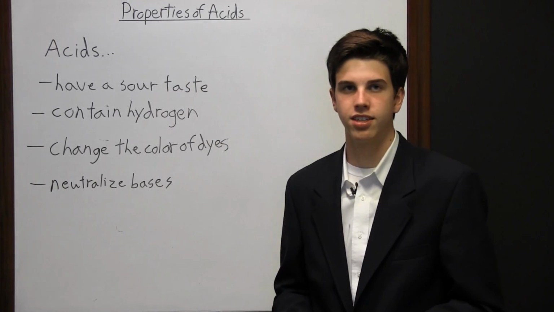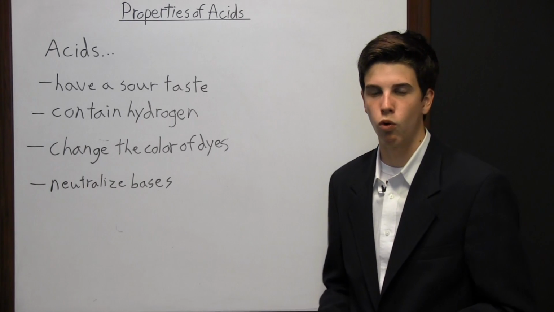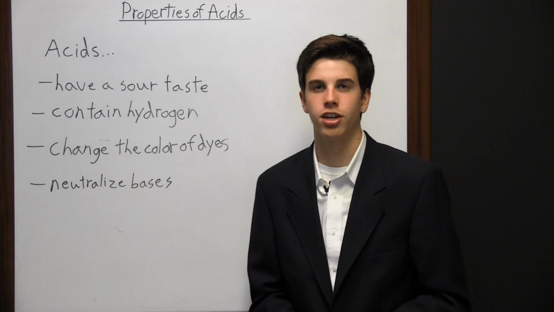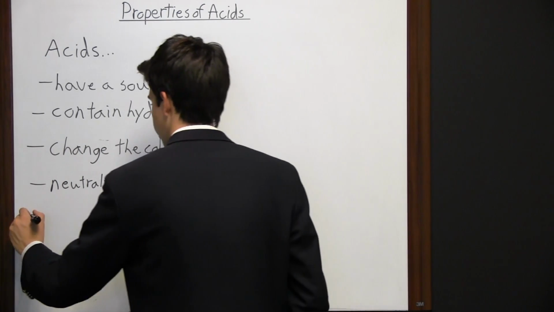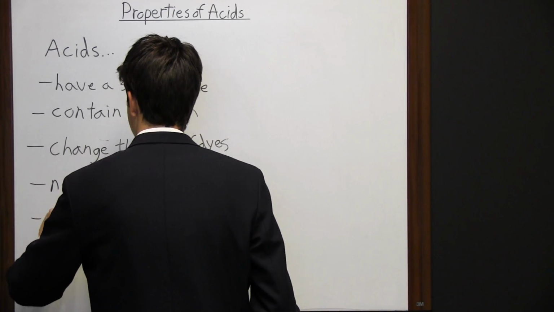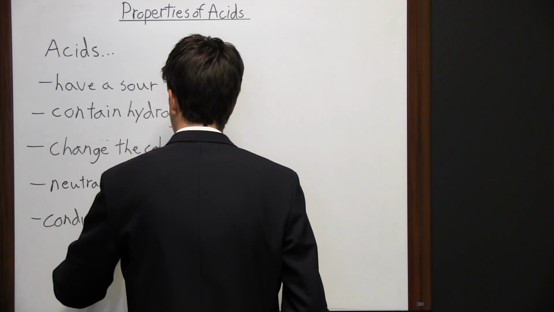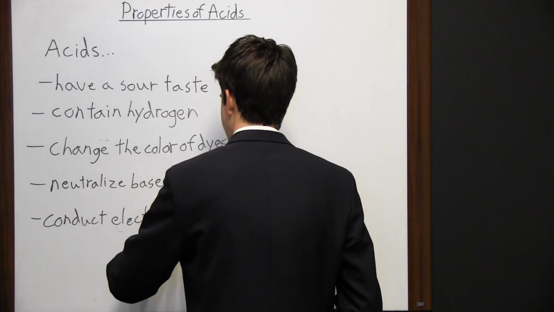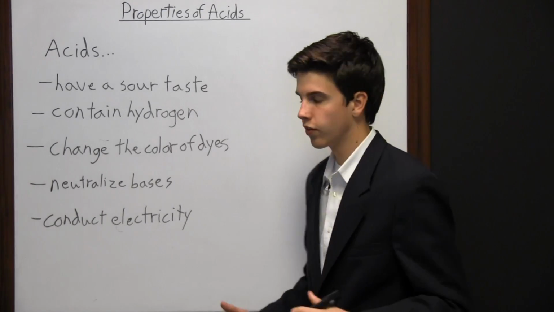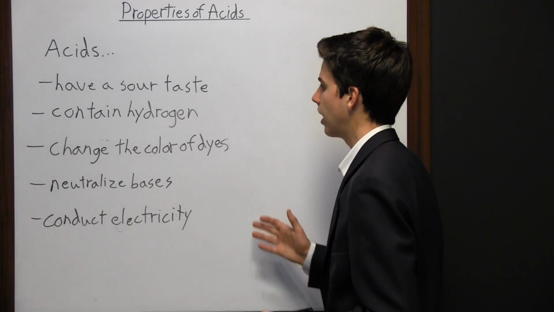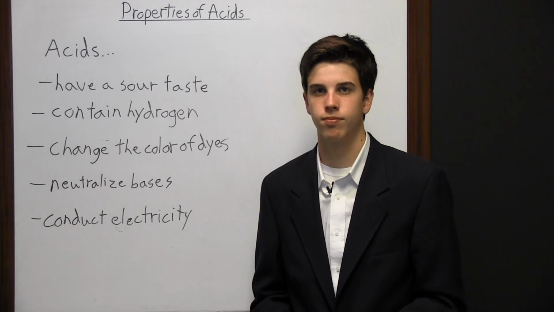Acids neutralize bases by combining with a base to produce a salt and water. And this type of reaction is called a neutralization reaction. And then finally, acids conduct electricity. Because acids conduct electricity, we call them electrolytes. So these are some of the properties of acids to help you better determine if a substance is an acid.